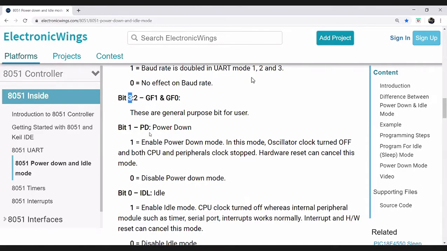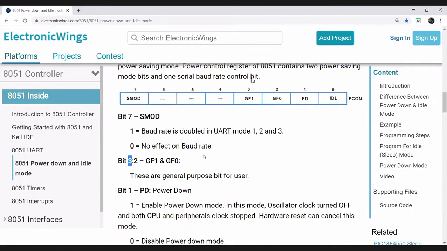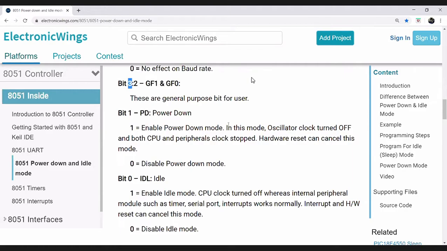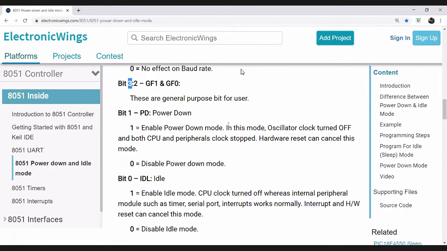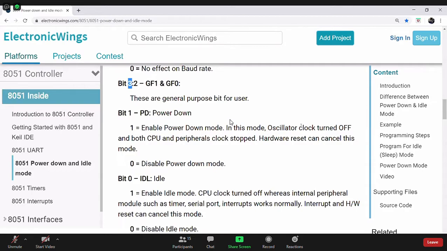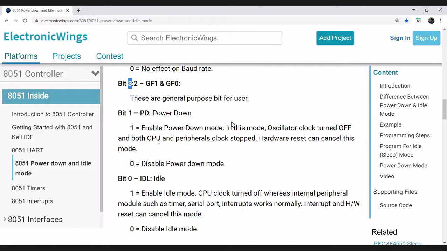Bit 1 is PD, power down mode. If it is 1, power down mode is enabled. Enabling power down mode means both the oscillator and peripheral clock will not get power. In this mode, the oscillator clock is turned off, and both CPU and peripheral clocks are stopped. Hardware reset can cancel this mode.